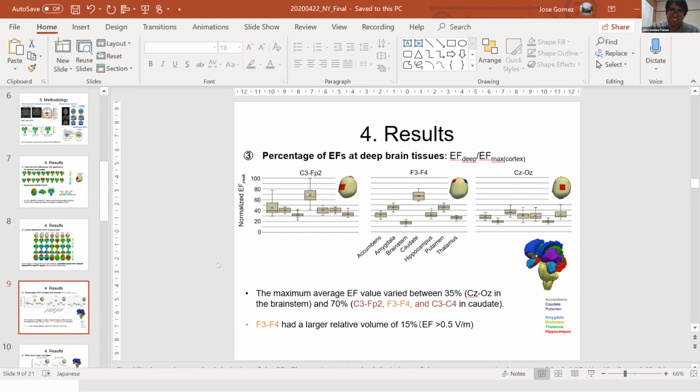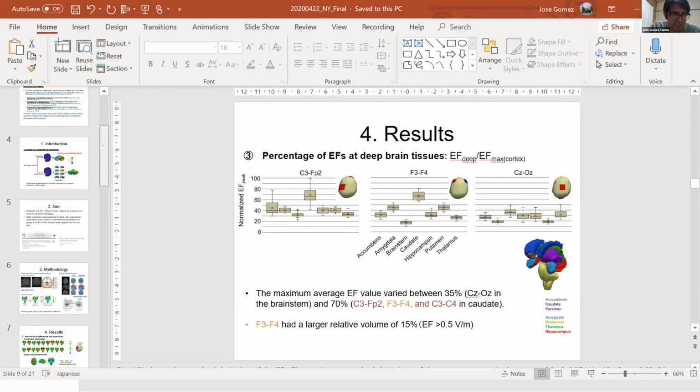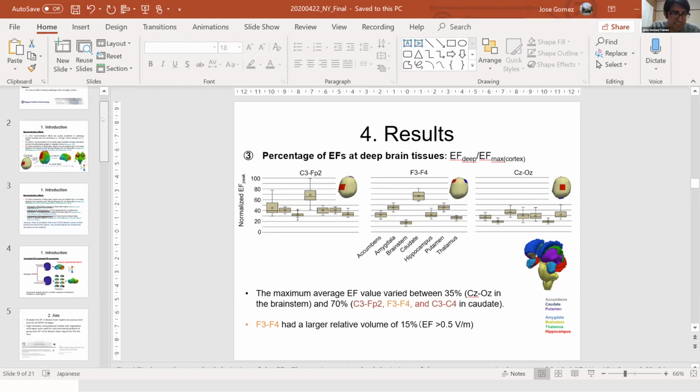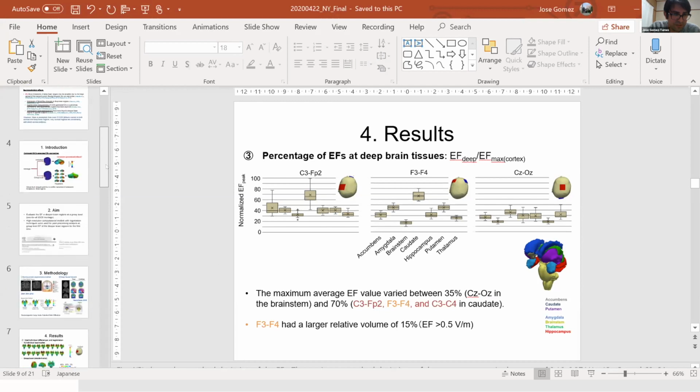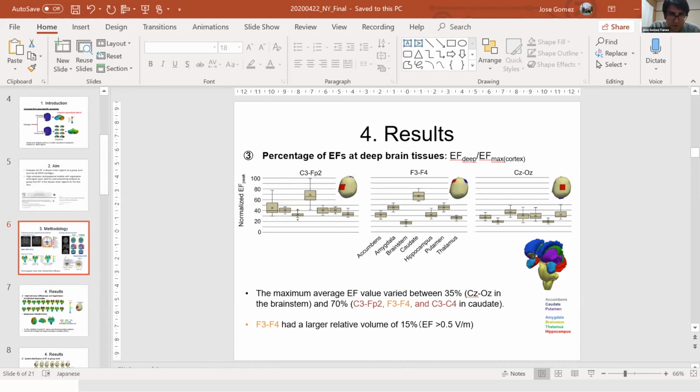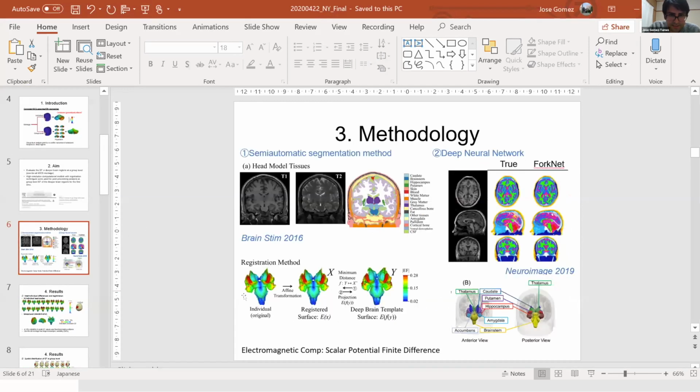Yes, maybe I did not mention that in too much detail. The technique that we are using is called scalar potential finite difference. For this technique, the mesh quality, basically these are voxels, and the mesh quality for this kind of technique is basically how fine the voxel size is.